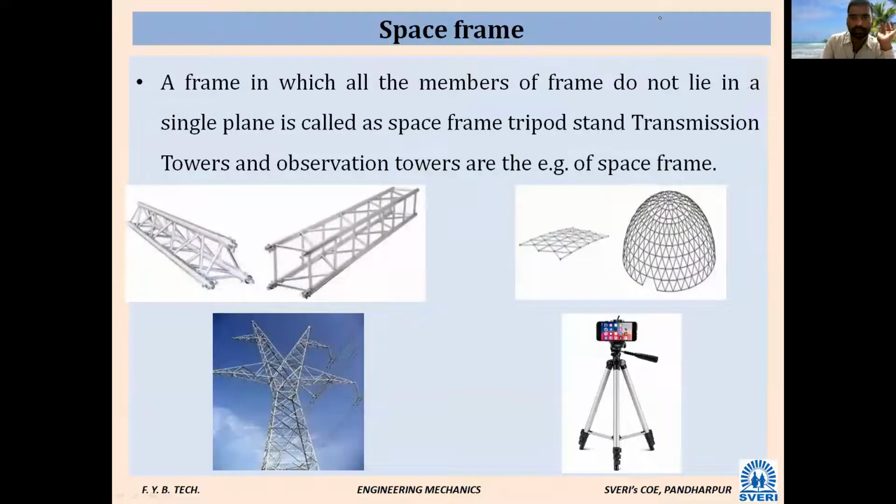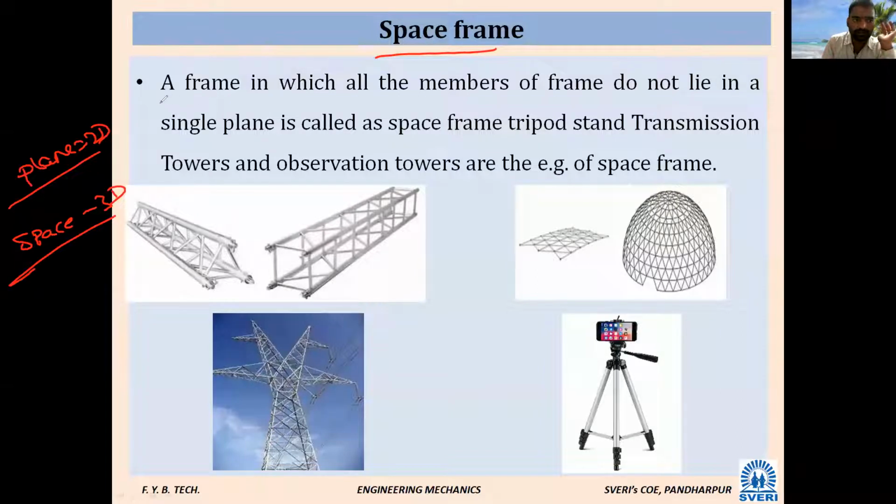Okay, space. Now you have seen what plane means: two-dimensional. Correct? Space means three-dimensional. So a space frame means a frame in which all the members do not lie in a single plane. If it is lying in a single plane, then it is called a plane frame. If it is not possible to represent it in a single plane, then that is called a space frame.